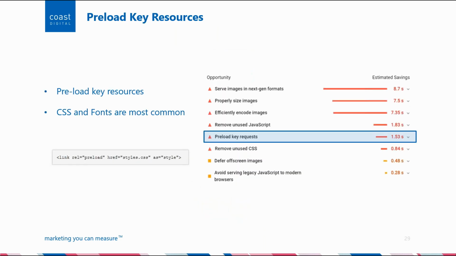One of the other things we can do from a Core Web Vitals perspective is preload key resources. And really we're talking about CSS and fonts. So we can preload those in. So essentially stick them in the head and get the browser to get them ready in advance of the load, so it knows what it's working with straight away.